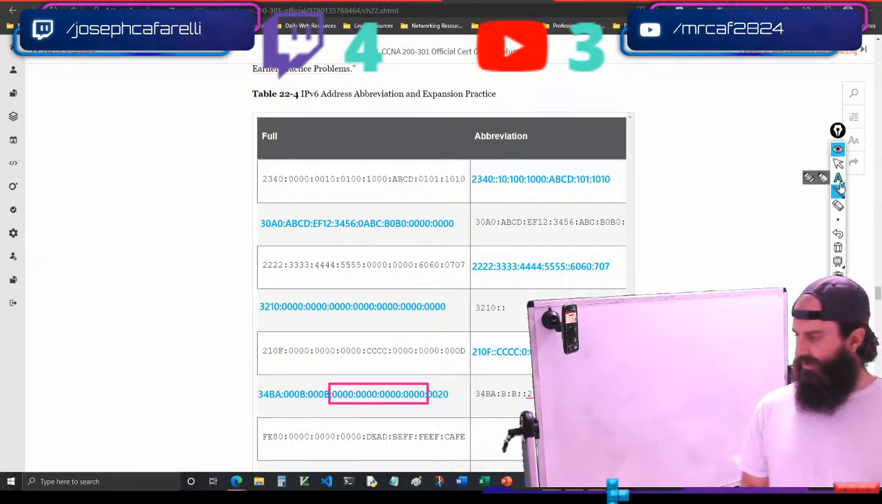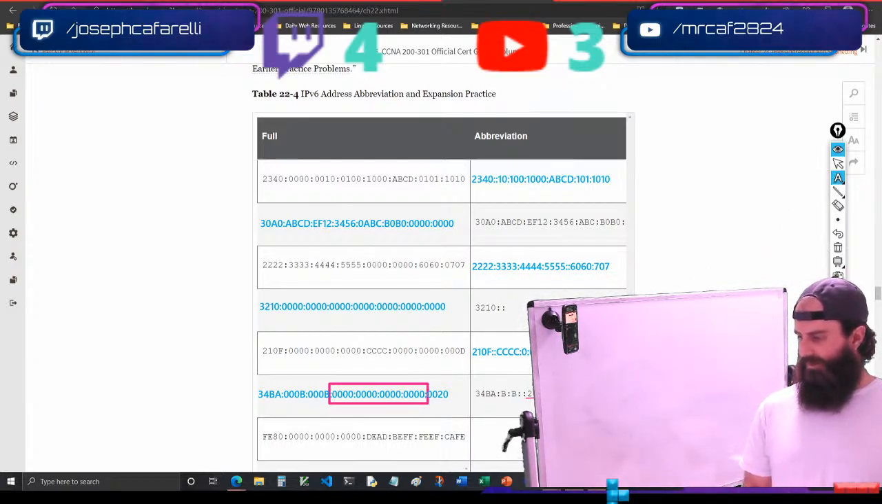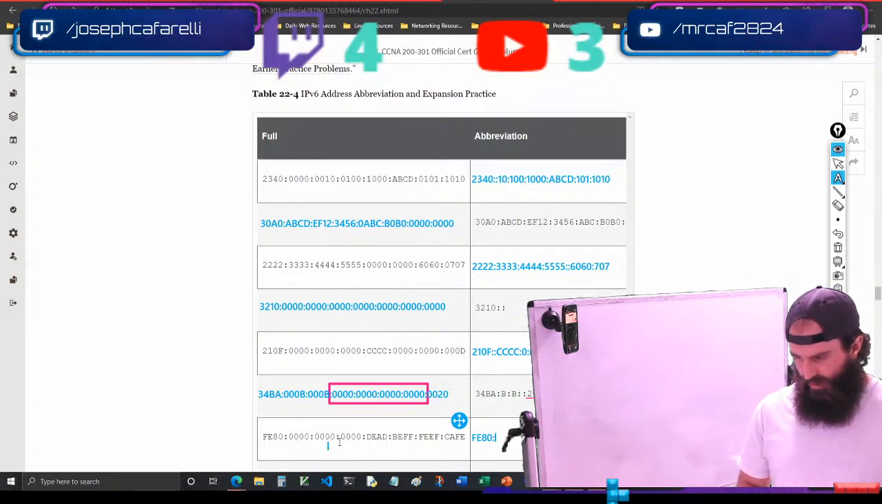All right, let's do this other one. We have to abbreviate this down. So we have FE0. Remember, only leading 0s can be abbreviated down. Trailing 0s cannot. And what do we got? 1 2 3. Dead beef. So we can abbreviate that with colon. And then dead.